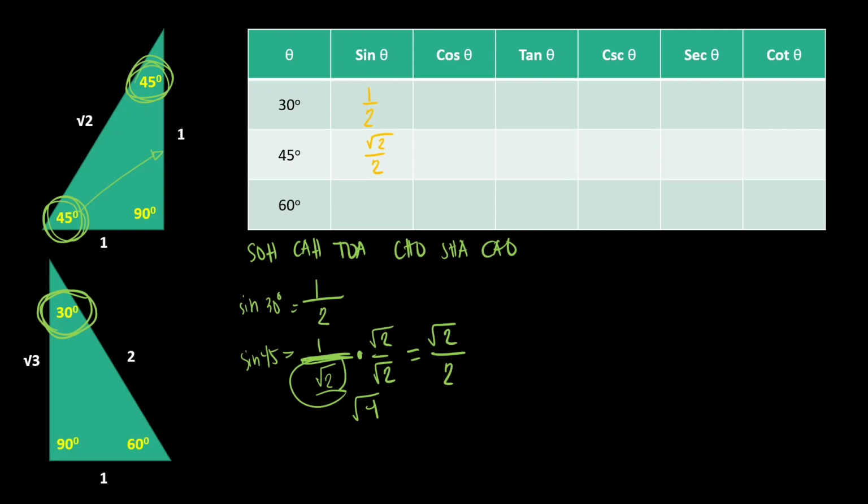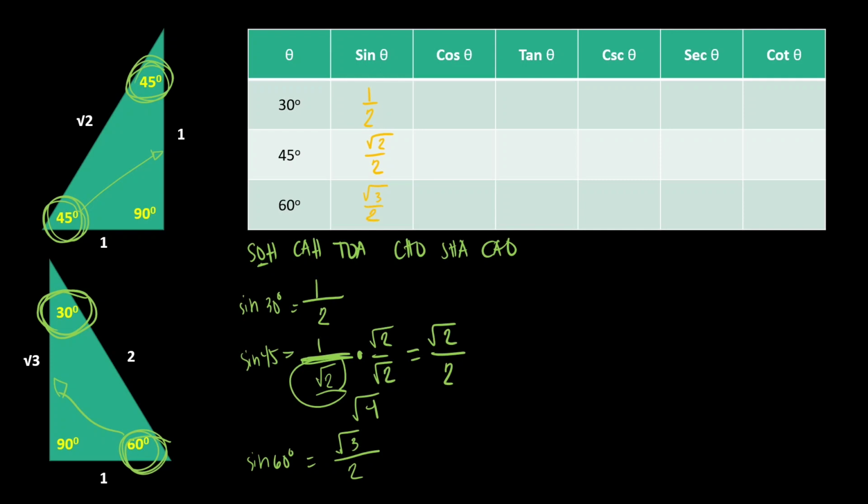Next is the sine 60 degrees. The opposite for sine 60 degrees is square root of 3, and its hypotenuse is 2. So the answer is square root of 3 over 2.